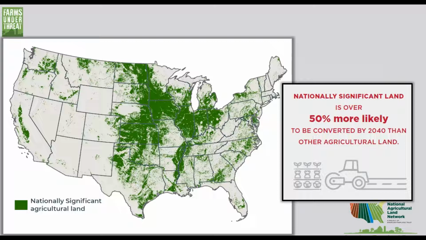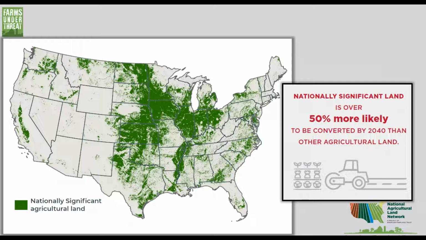The loss of this land is especially concerning. This is land that can produce the highest yields of crops and livestock with the least environmental impacts. Our modeling shows that nearly half of the projected conversion from 2016 to 2040 will occur on nationally significant land, even though it represents less than 40% of the country's agricultural land base.